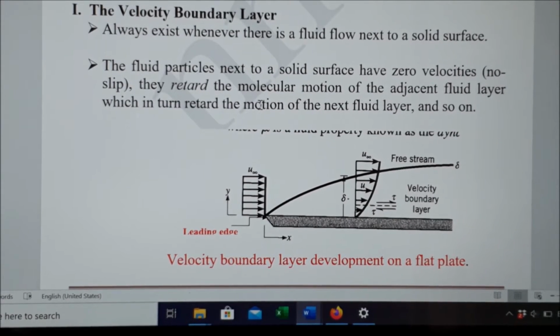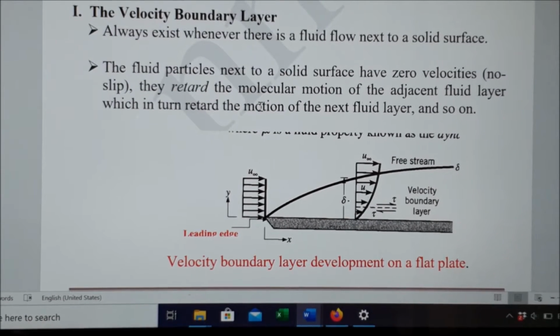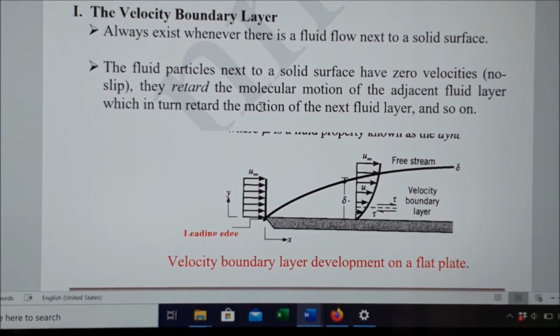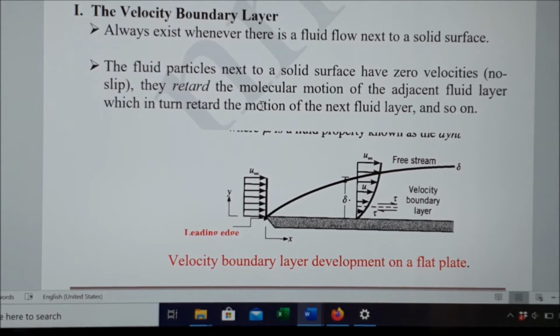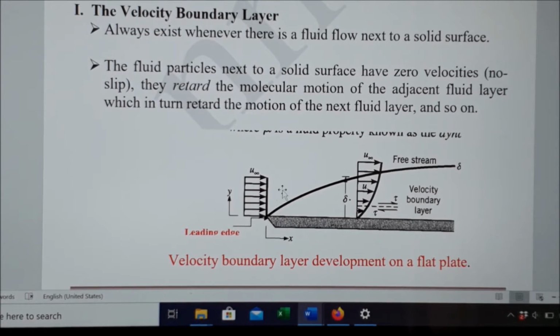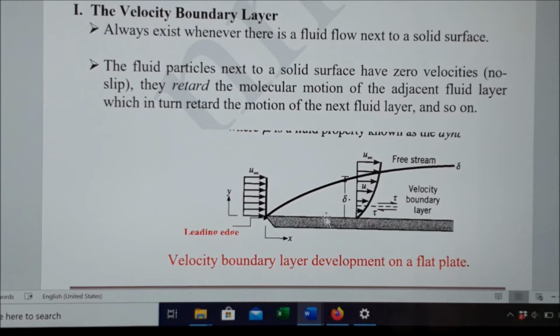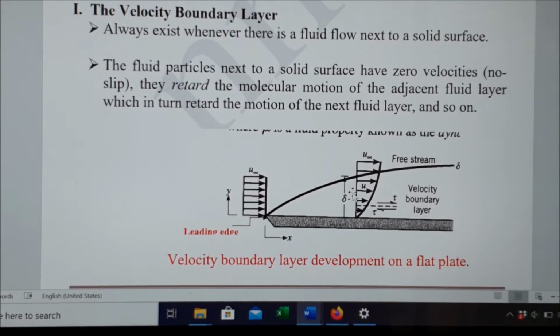Velocity boundary layer always exists whenever there is a fluid flow next to a solid surface. Any surface that is next to a fluid has a velocity boundary layer. The fluid particles next to a solid surface have zero velocity, the no-slip condition, and they retard the molecular motion of the adjacent fluid layer, which in turn retards the motion of the next fluid layer, and so on and so forth.